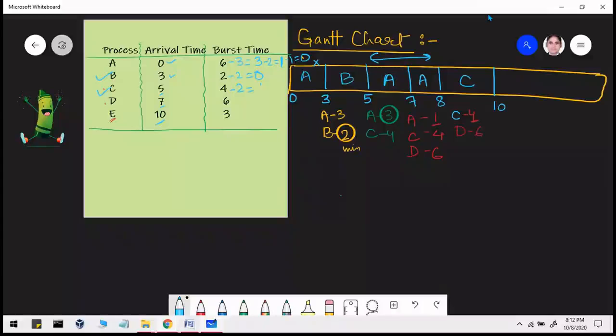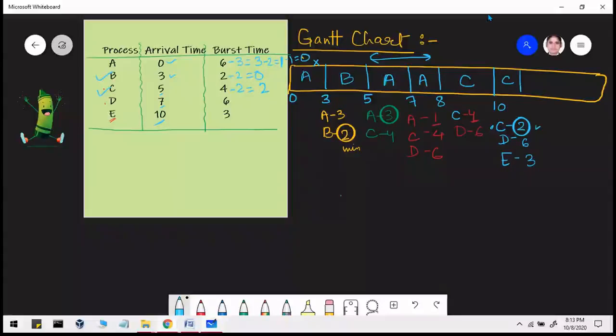It is 2, right? Now at this point of time, how many processes do we have? We already have C. D was also already there. Now E has joined at the 10th millisecond, right? At this second, E has also joined. What are the timings? C is left with 2, and then D has 6 burst time, and E has 3 burst time, out of which is minimum? This is minimum, so C is going to be selected, right?